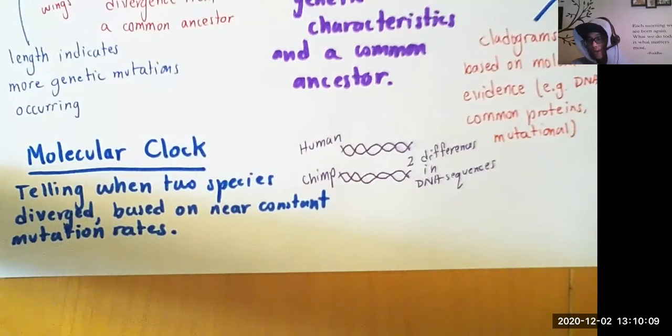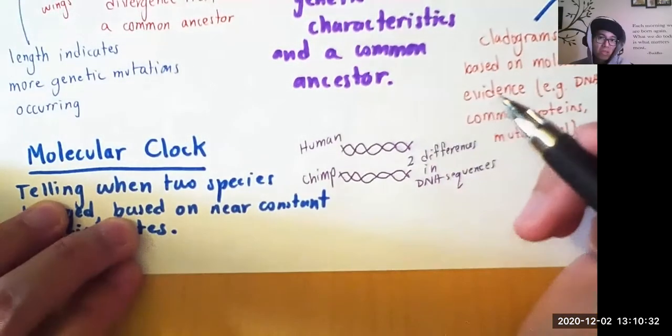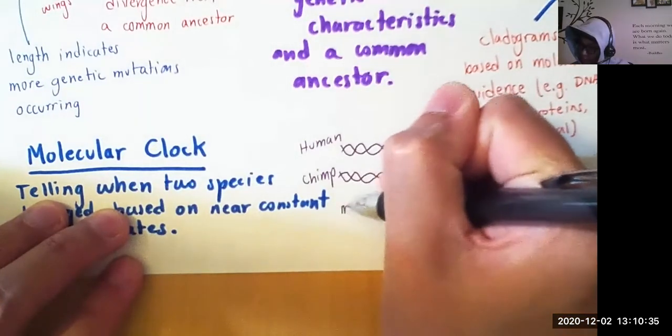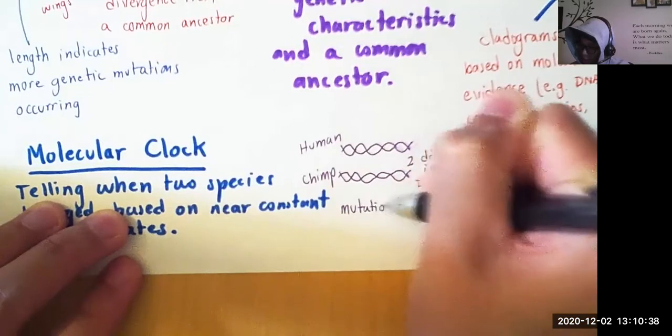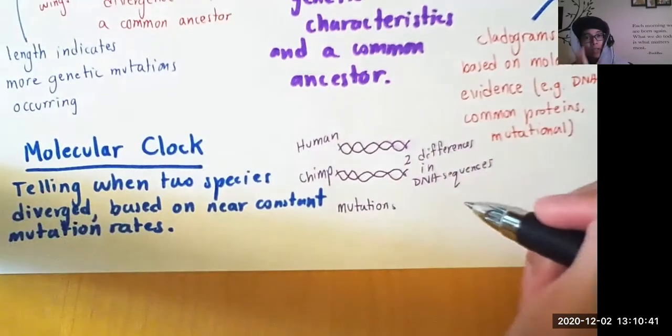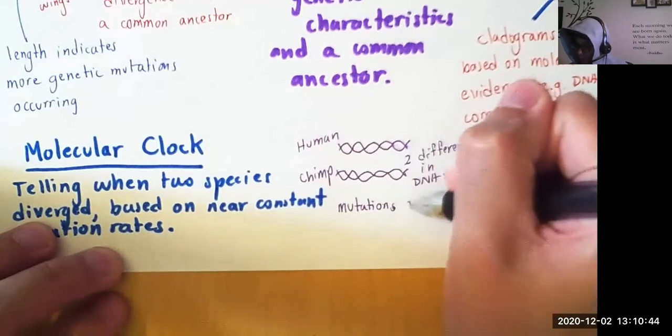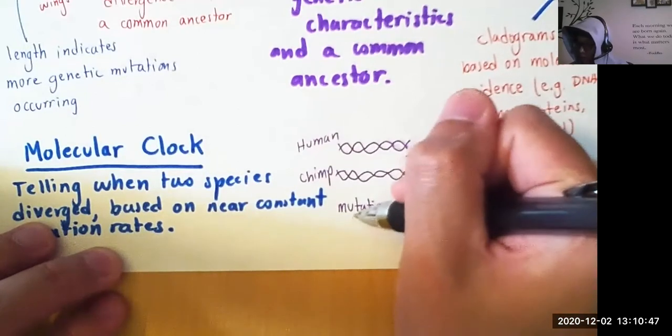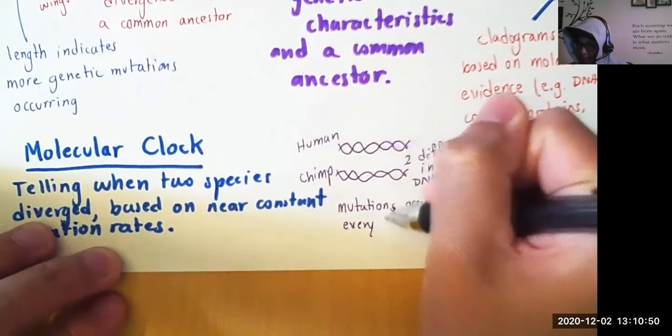Okay, so you look at those two differences and you say, all right, well, if there are two differences, can I deduce how long ago these two modern species shared a common ancestor? Can I do that? Can I look back in time and tell when these two species actually diverged? And the answer is kinda. Molecular clocks are based on an assumption that mutations occur at near constant rates. So maybe a mutation occurs every 10,000 years.